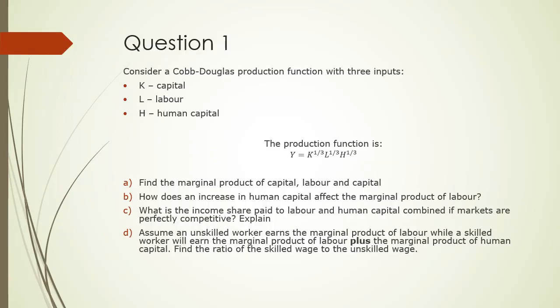So question number 1, as you can see, this involves the Cobb-Douglas production function. However, they've put in a variation component called the human capital. Feel free to pause this video and look at these questions and try to work them out on your own, and hit the resume button when you want to see how we work these out.